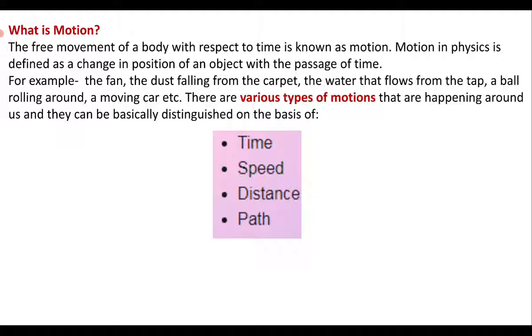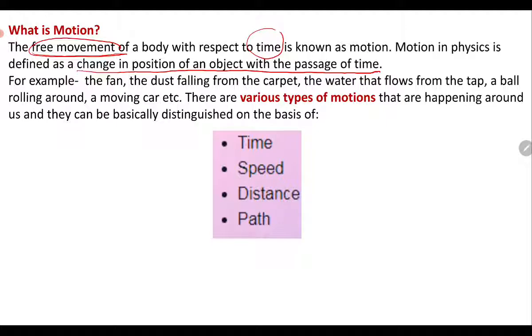After knowing the meaning of rest position of the body, let us see what is meant by motion. The free movement of the body with respect to time is known as motion. Free movement of the body with respect to time, so time is another parameter that comes into consideration. In physics, motion is defined as a change in position of an object with the passage of time.